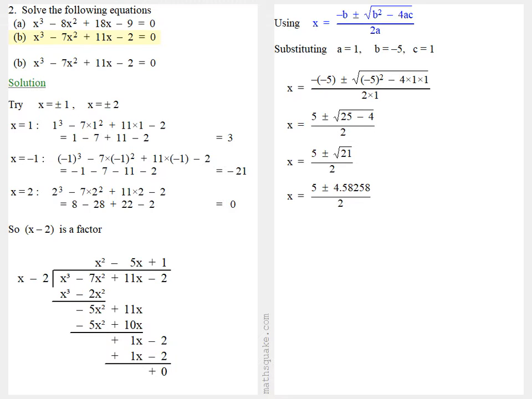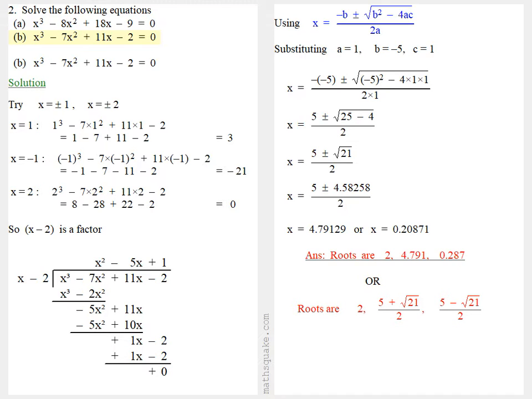We can write that as x equals 5 plus or minus 4.58258 all over 2, to give us the roots x equals 4.79129 or x equals 0.20871. So the roots are 2, 4.791 and 0.287, or if we want to leave it in surd form, the roots are 2, 5 plus root 21 over 2 and 5 minus root 21 all over 2.